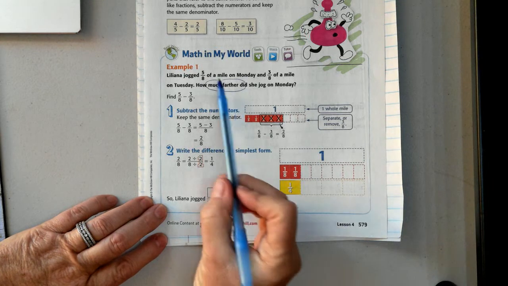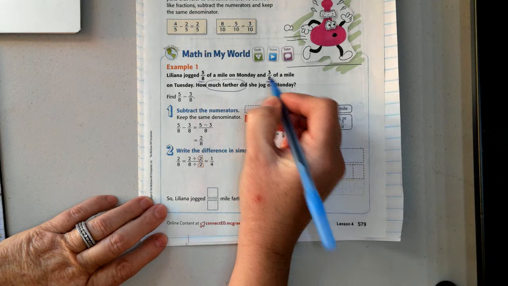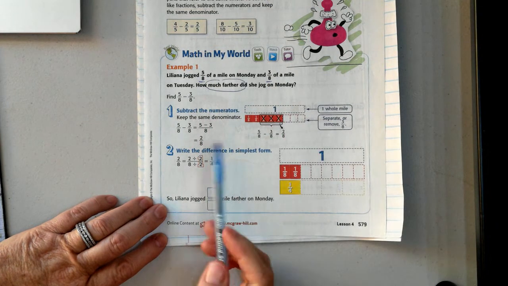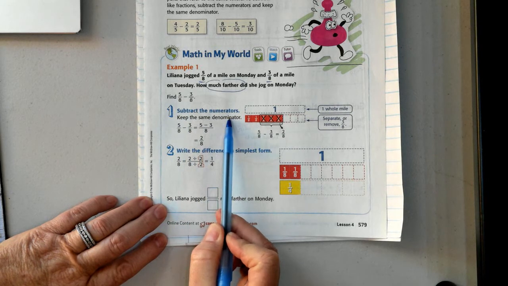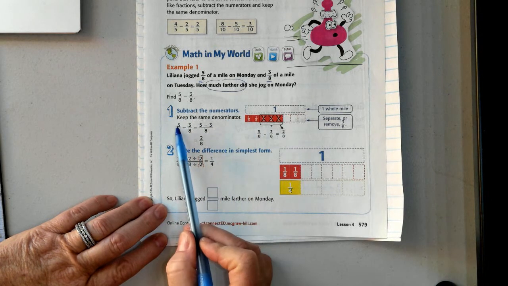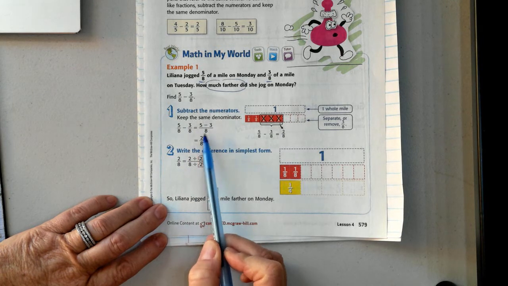So, we are going to subtract 5/8 minus 3/8. Subtract the numerators. Keep the same denominator. So, 5/8 minus 3/8. We're going to do 5 minus 3, which is 2/8.